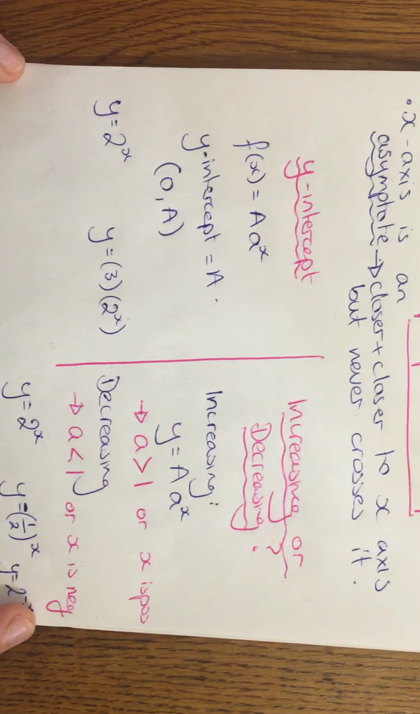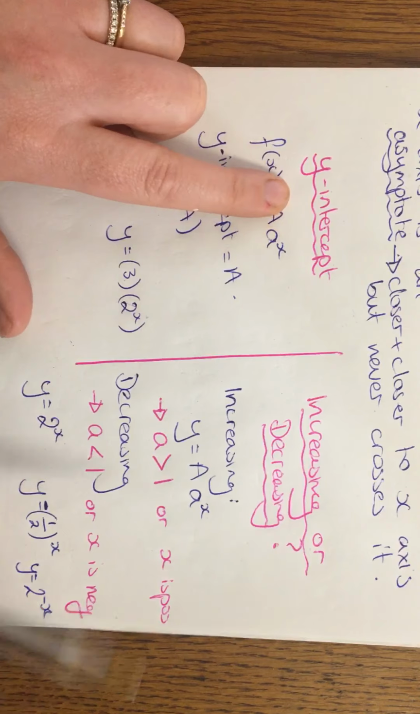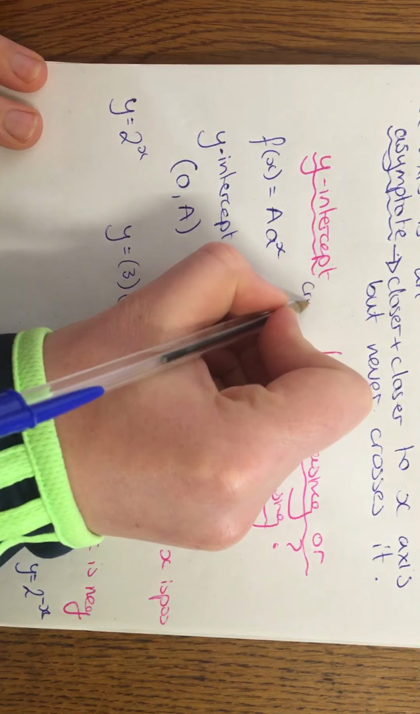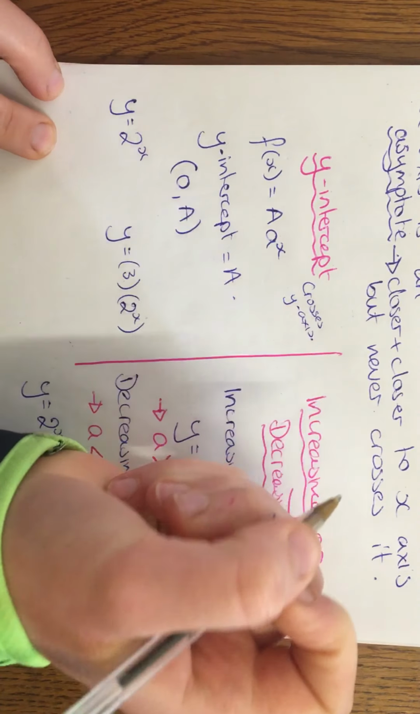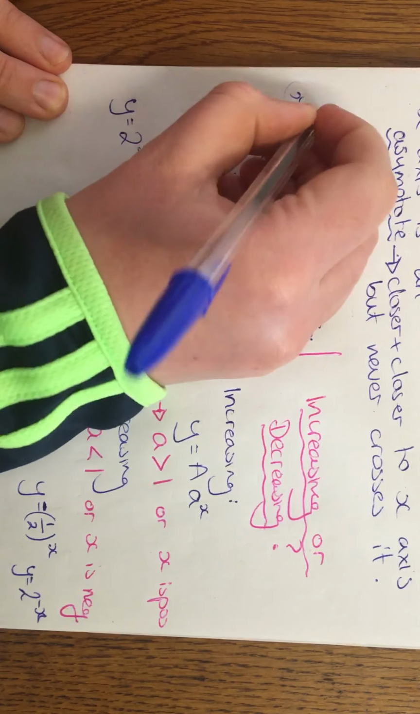So the two main things I'm going to be looking at for our exponential functions, we'll just spend one day on them, are the y-intercept and is it increasing or decreasing. So the y-intercept, could you tell me what the y-intercept is? It's where it crosses the y-axis. And what do we know when anything crosses the y-axis? x is equal to 0.